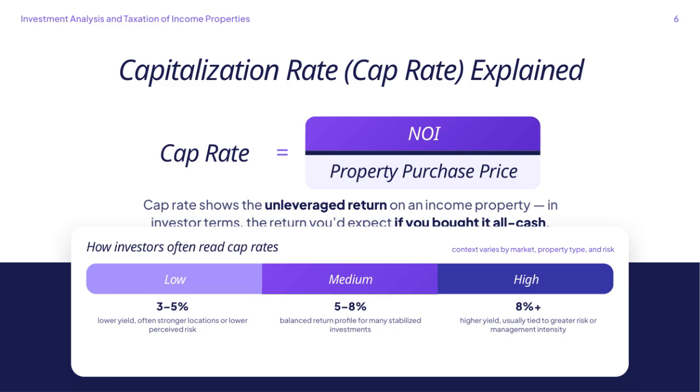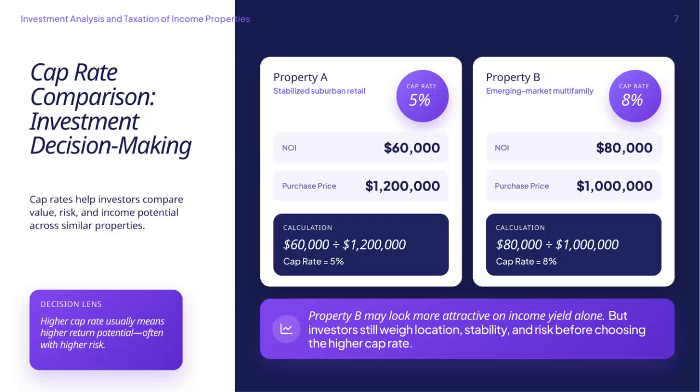Finally, a high cap rate over 8% reflects a higher yield, but this is generally tied to greater risk or more intensive property management. Understanding these distinctions helps investors make informed decisions by balancing expected returns against the risks they're willing to take.